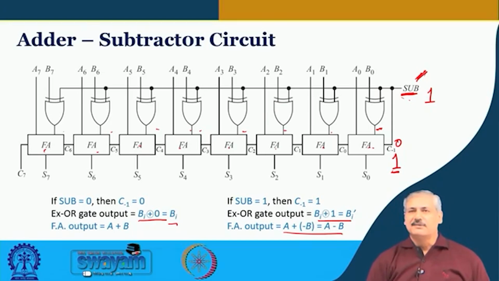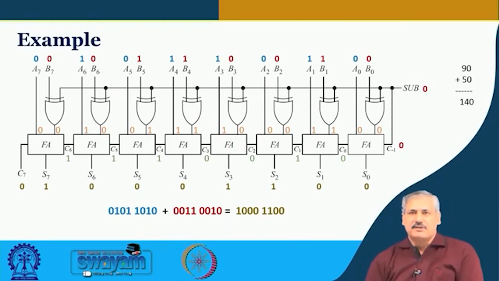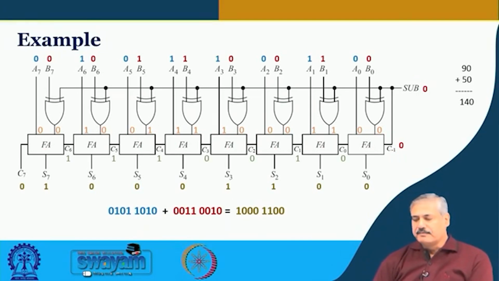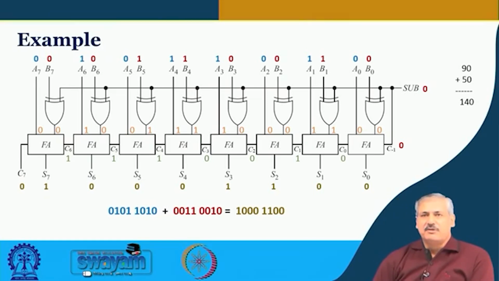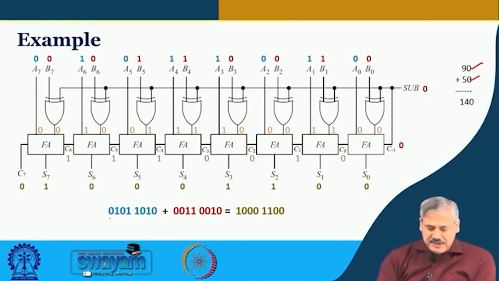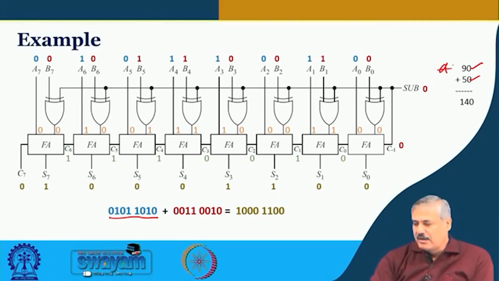Now, we shall look at 2 examples of how it happens in the hardware. We look at an addition example to start with. The numbers that we want to add are 90 and 50, in decimal of course, and then you have to get the corresponding binary equivalent. So, this is your 90. This is your A and this is your B.